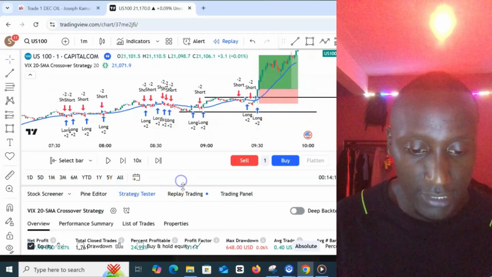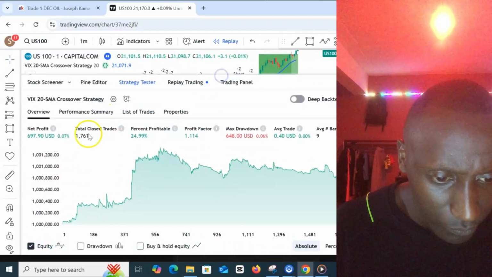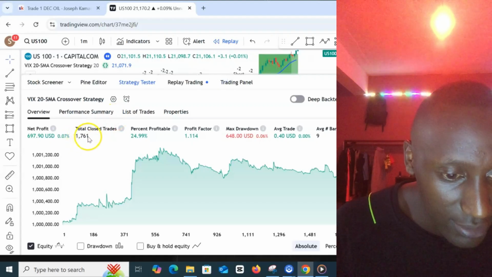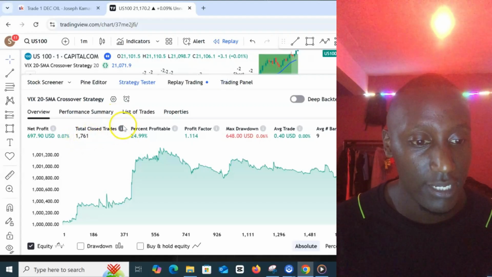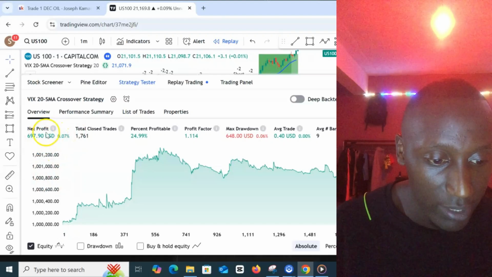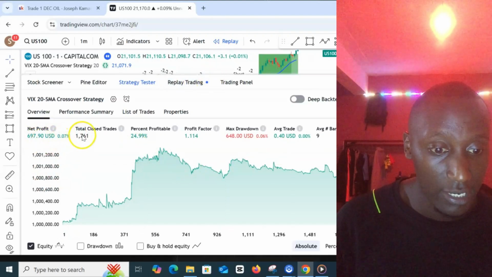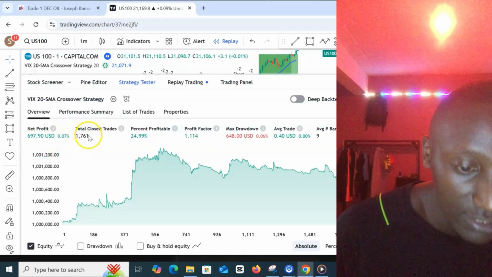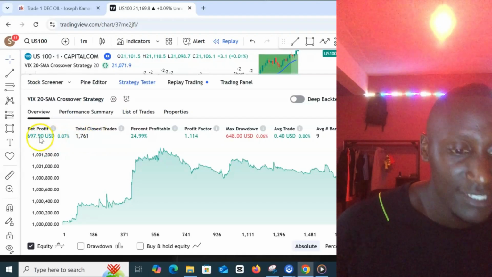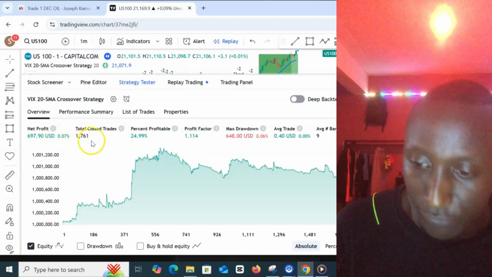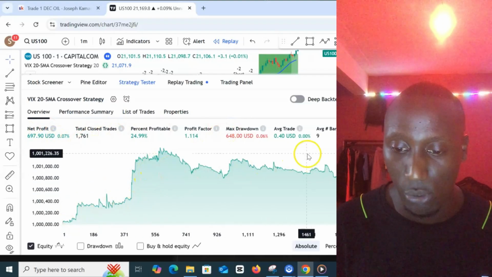And you can see it has taken over 1,761 trades. And overall, the performance of this particular strategy is good. Out of 1,761 trades, we are still net profit. So the equity curve is looking nice.